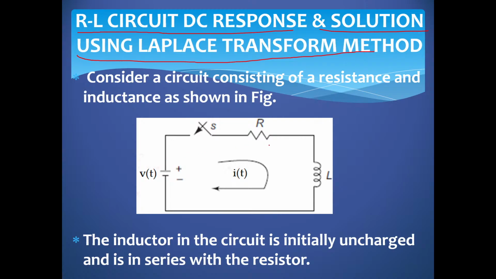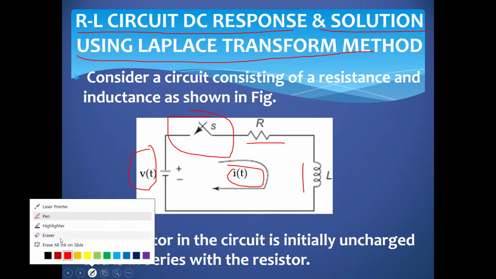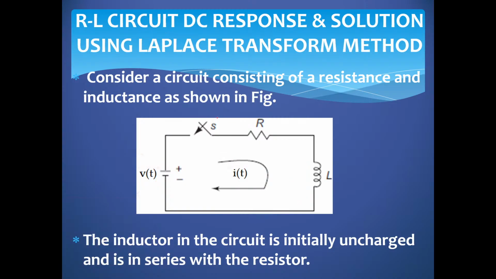You can see here there is an R and L which are connected in series, and there is a switch here, and this is our DC source V of t. When the switch is closed, current i of t will flow. Of course, we know that as soon as the switch is closed, the inductor acts as a short circuit, isn't it? You must have the basic knowledge of transients, then only you will be able to understand.